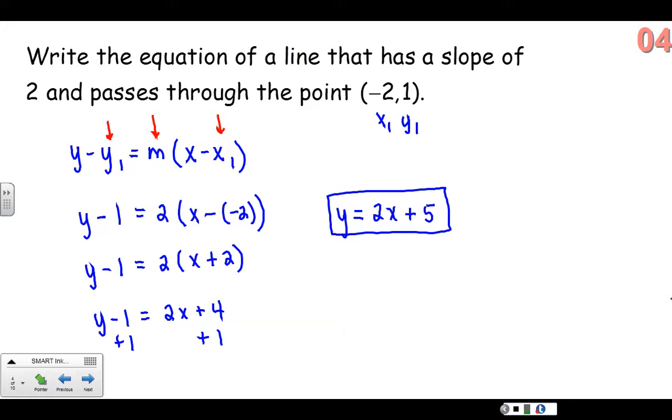So standard form, we're going to move that 2x back over to the left side, so that'd be -2x plus y equal to 5. Now, for it to be correct standard form, I can't have a negative number out front, so we're going to have to multiply through by a -1 to get rid of that. So 2x minus y equals -5 would be the correct standard form for that equation. But slope-intercept form would be this version of the equation.